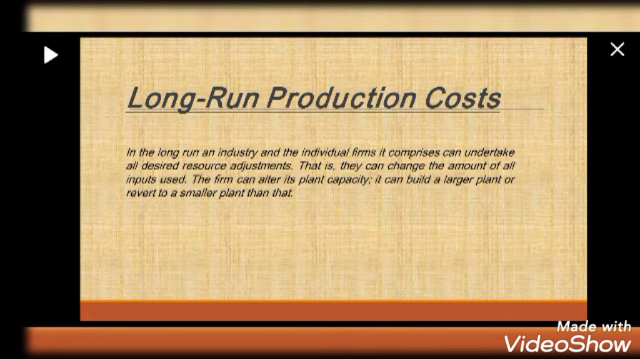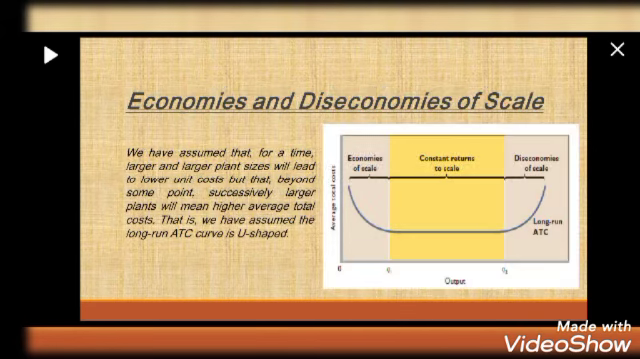Now we are moving to the last topic of our slides, that is economies and diseconomies of scale. What are economies and diseconomies of scale? Economies of scale are when the cost per unit of production, which is average cost, decreases because the output increases, whereas diseconomies of scale are when the cost per unit of production, average cost, increases because the output increases.